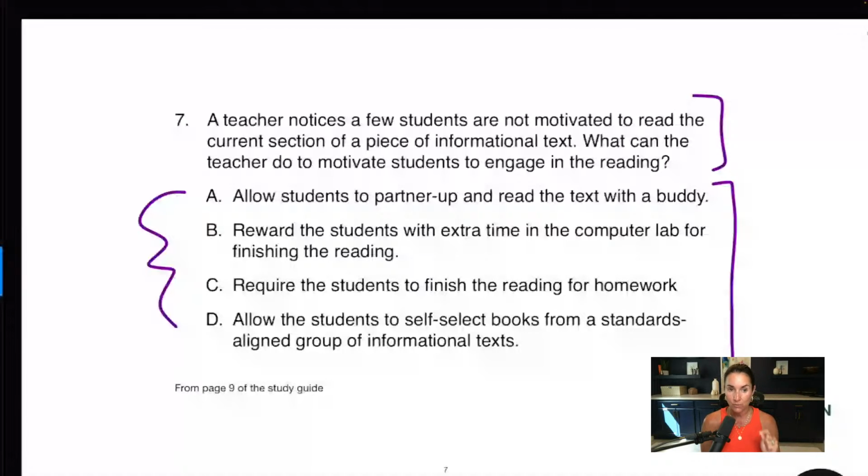So I'm going to start with the answer choices first. Allow students to partner up and read the text with a buddy. Okay. Now, if I'm a new teacher, partnering up and reading with a buddy sounds good. And I might say, well, that sounds pretty good.